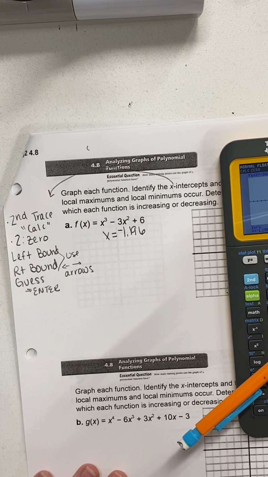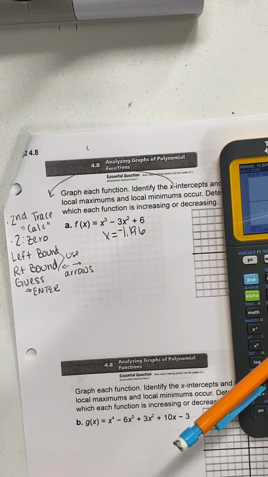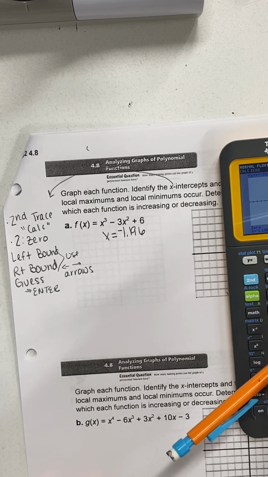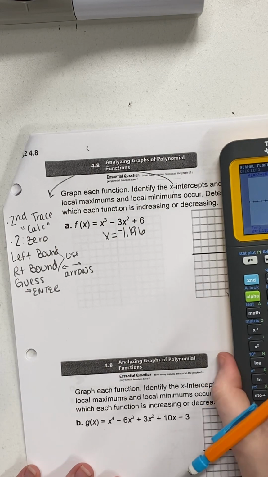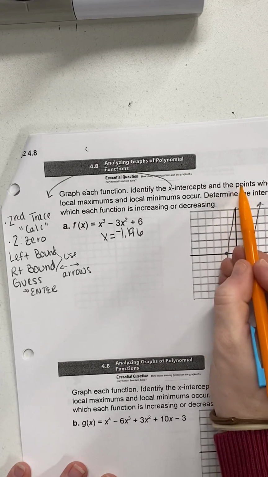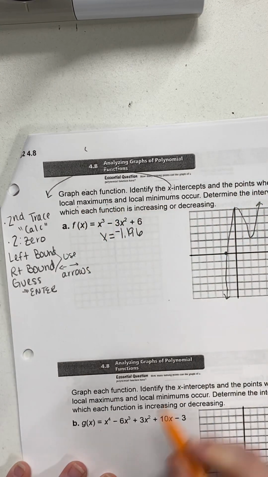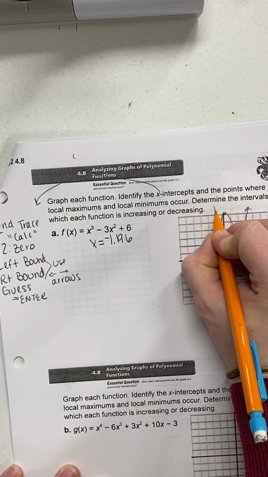Now, if you get a y that has something like e to the -6 or something, that's close enough to 0. All right, your calculator, that's scientific notation, and it's close enough to 0. Okay, so that's what this point is right here. The points where I have local minimums and maximums. So if I look at it, I can see this is going to be a local max.